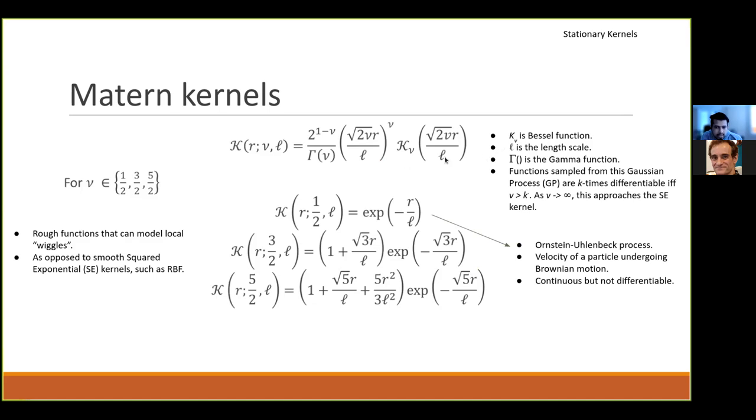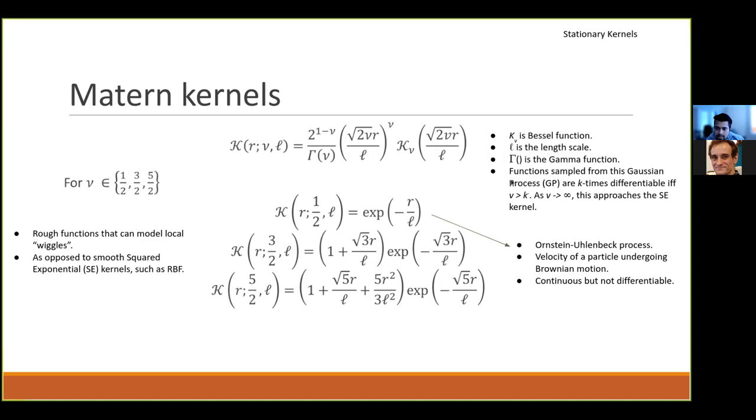And L here is like the length scale that we saw previously. It kind of controls which dimension we focus on. And gamma is the gamma function. Since v can be a real number and not necessarily an integer, in that case we cannot simply replace it by a factorial. So it has to be a function expression.